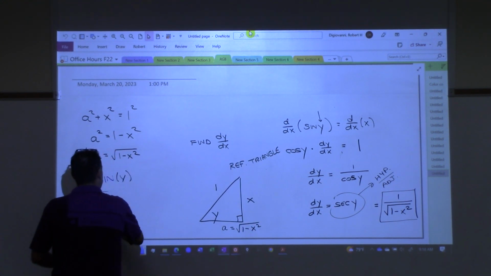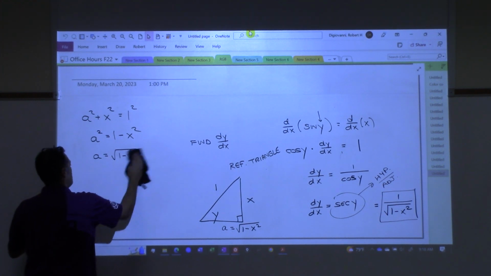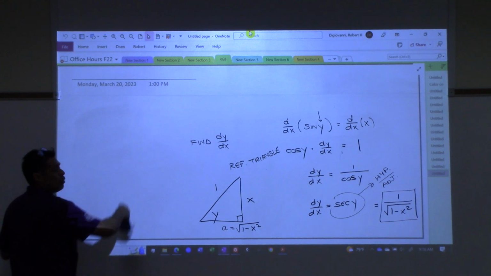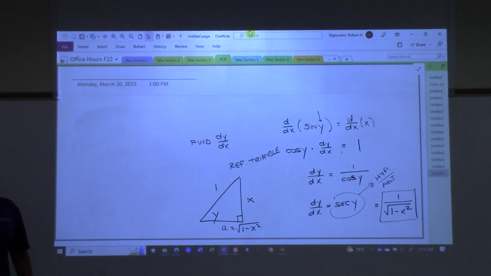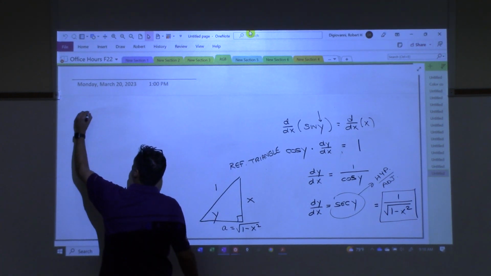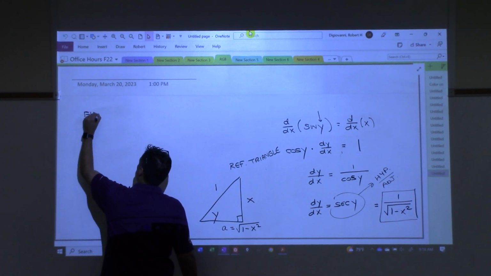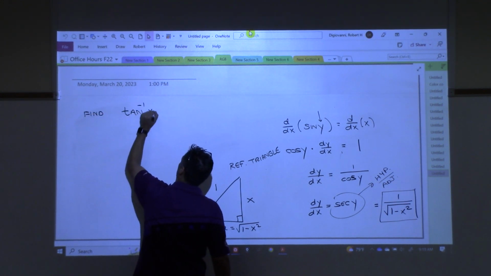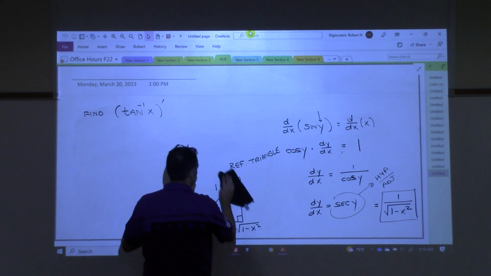So I could do this same setup for all 6. I'll do one more, because enough of you need Cal 2, and the reference triangle is worth seeing more than once. Let me do one more of these. Let's find the derivative of the inverse tangent function.